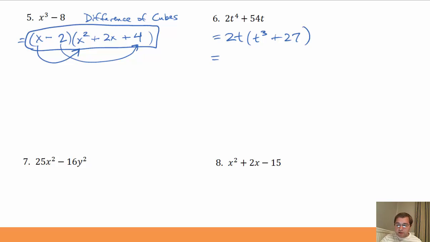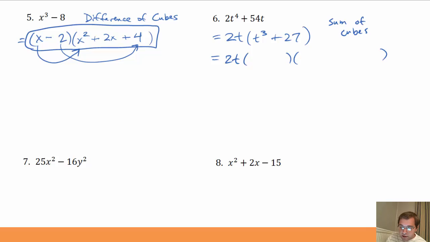So I look to see if I can do a sum of cubes, which does work, unlike a sum of squares. A sum of squares does not work, but a sum of cubes does. And here we actually have a sum of cubes because I can take the cube root of 27. Cube root of 27 is 3, because 3 times 3 is 9, times 3 is 27. So 3 cubed is 27. So I just keep the 2t out there, can't do anything more with that. But I factor a sum of cubes just like a difference of cubes, except the signs are different.